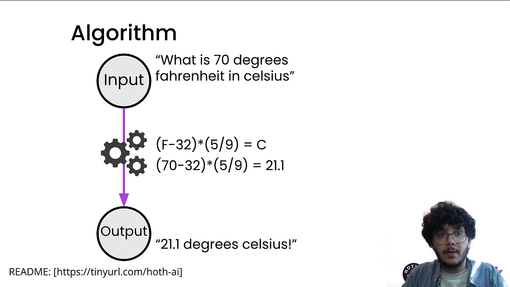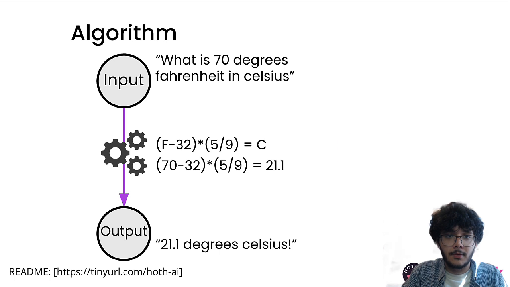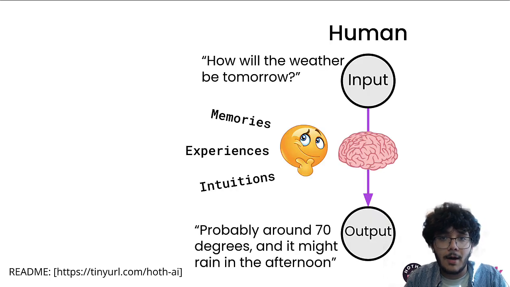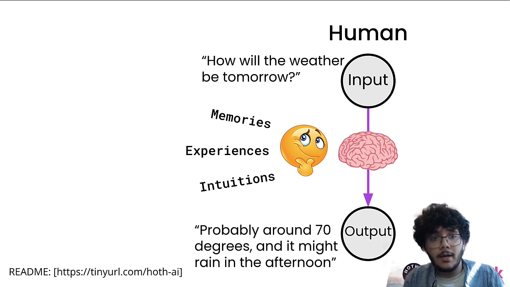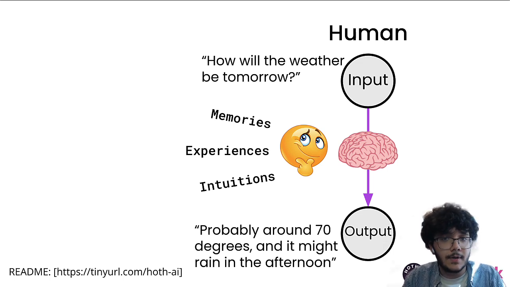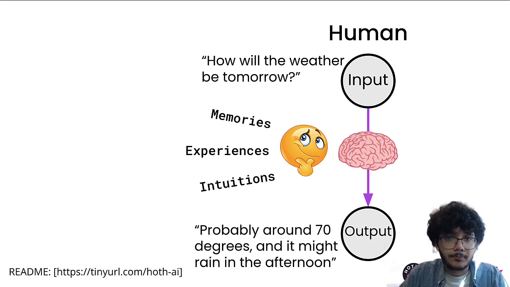Okay, that's great, but that's not really how the human brain works. If I was to ask you, how will the weather be tomorrow, you're not really going to use a set of strictly defined rules to answer me. Instead, you're going to rely on things like your memories, your experiences, and your intuitions. And you might say something like, oh, probably around 70 degrees, and it might rain in the afternoon.